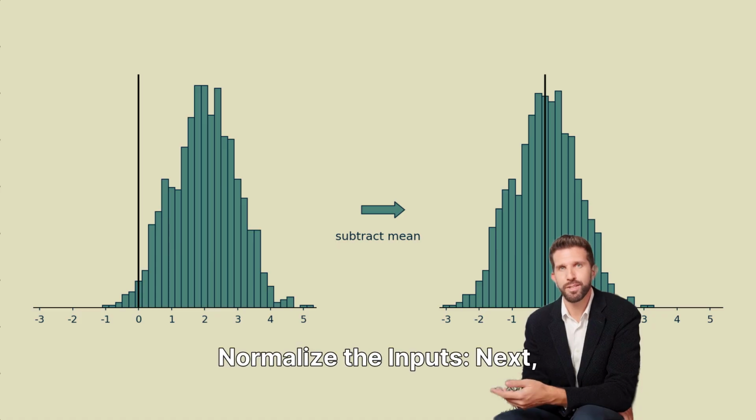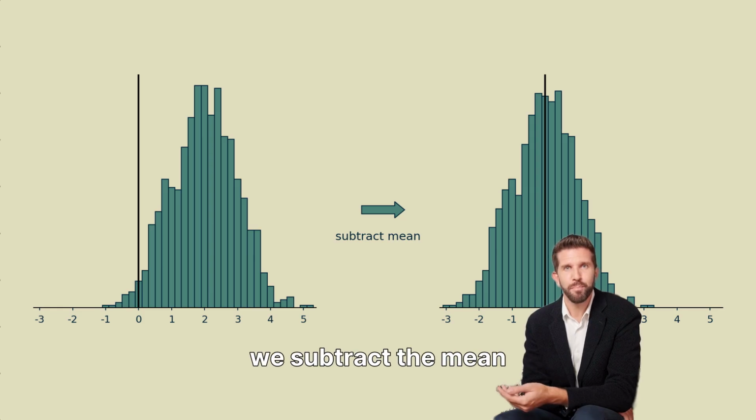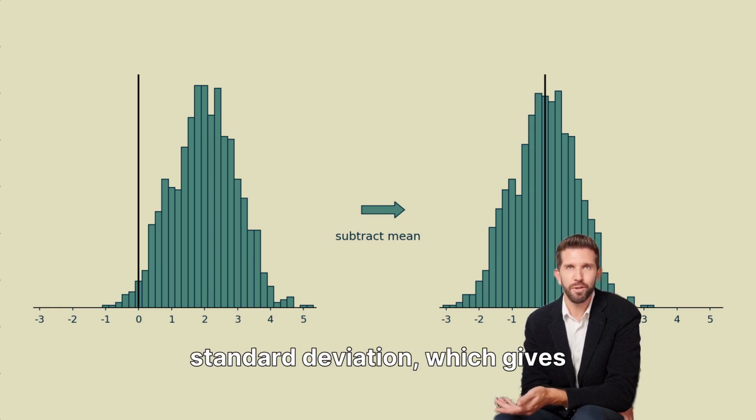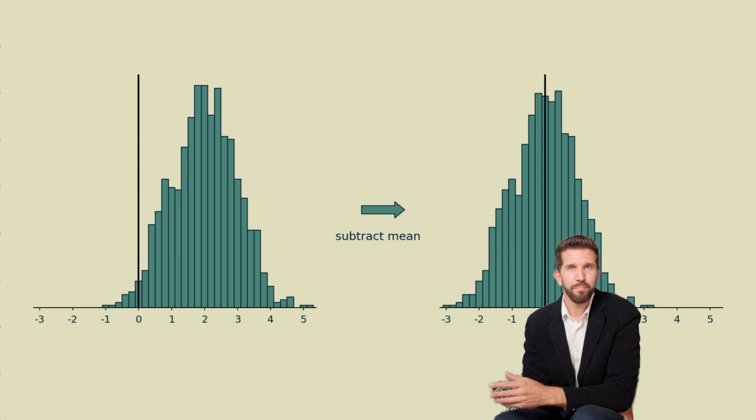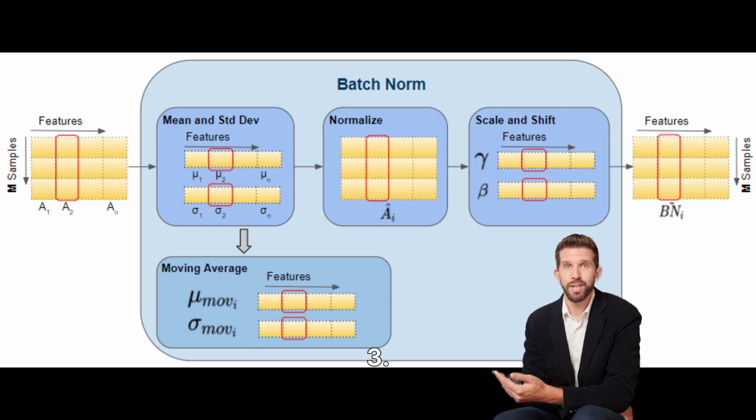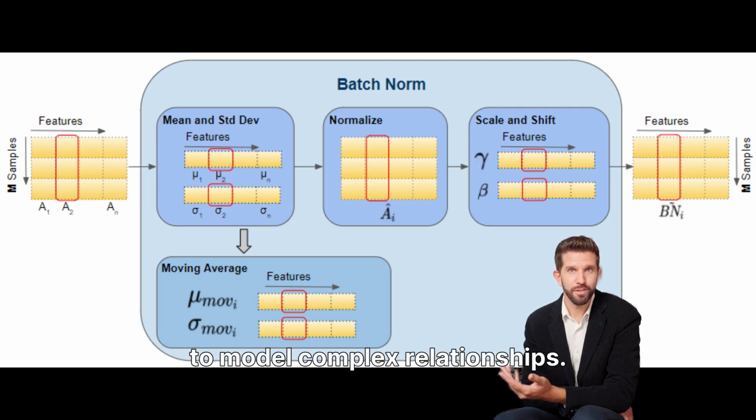2. Normalize the inputs. Next, we subtract the mean and divide by the standard deviation, which gives us a normalized output. This step ensures that the inputs to the next layer have a mean of 0 and a variance of 1. 3. Scale and shift. Finally, we introduce two parameters, gamma and beta, which allow the model to learn the optimal scale and shift for the normalized output. This flexibility is crucial because, even though we want to normalize the data, we don't want to lose the ability to model complex relationships.